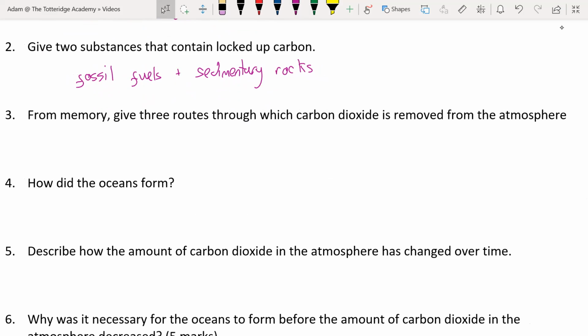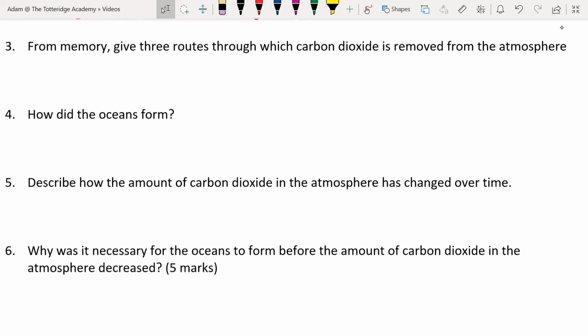How did the oceans form? Again, this question we've done a few times. So we said earth cooled, and the water vapor condensed.